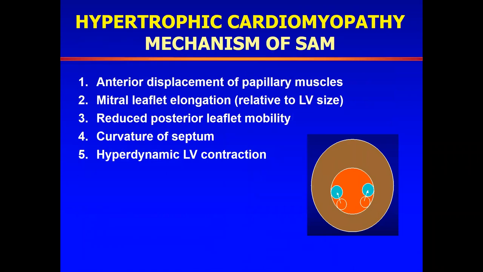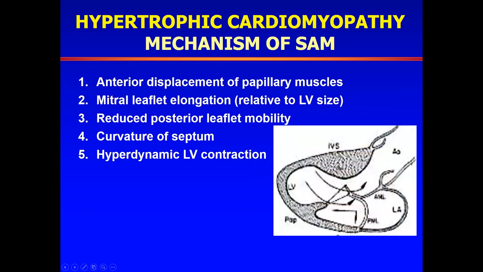Why does dynamic obstruction develop? And what happens to mitral regurgitation in this disease? First, if you compare, this is a short axis of the ventricle. If you compare the location of the papillary muscles in a normal subject with a patient with hypertrophic cardiomyopathy and dynamic obstruction, the papillary muscles are displaced anteriorly, as these arrows show.